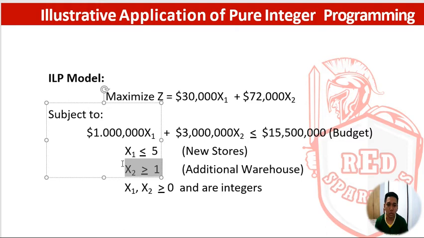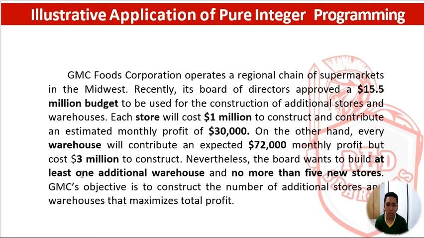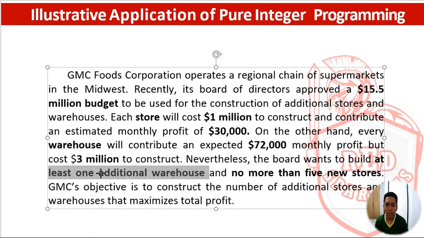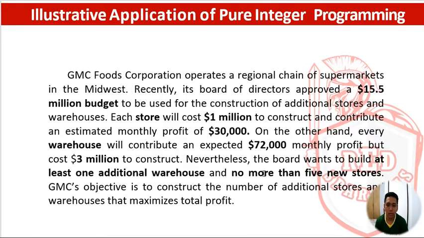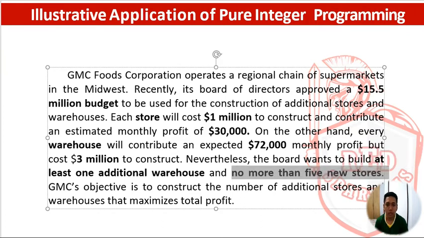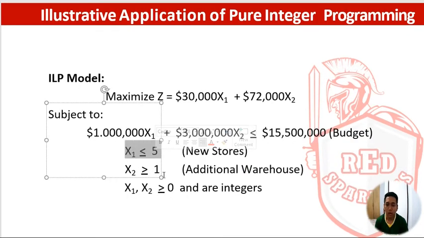Consider natin si x1 is stores, si x2 is warehouse. Diba? Gets yun? Yung at least one additional warehouse, meaning at least one, hindi siya pwedeng lumiit na 1. Kaya siya ay should be greater than or equal to 1. Then, ang sunod naman is, no more than 5 stores. Ibig sabihin siya ay less than or equal to 5.